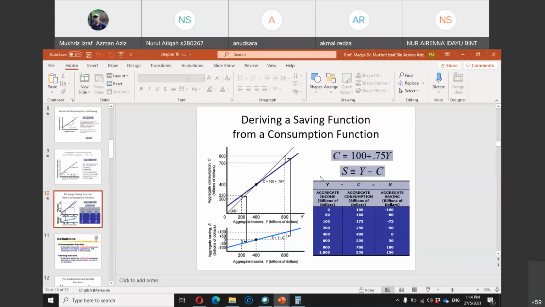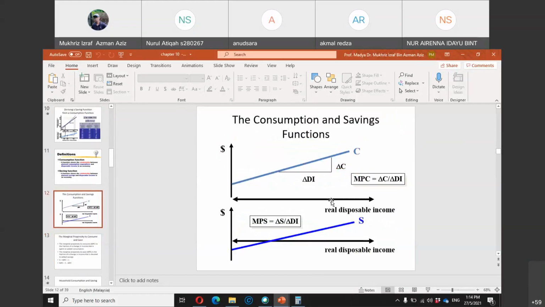We also looked at the equilibrium function using the 45-degree line, which is also called the income line, the Y line, or the aggregate demand line. Whenever this 45-degree line intersects with the consumption function, this is the equilibrium output. So whenever the lines intersect, you can find the equilibrium output. Then we also looked at the saving function.